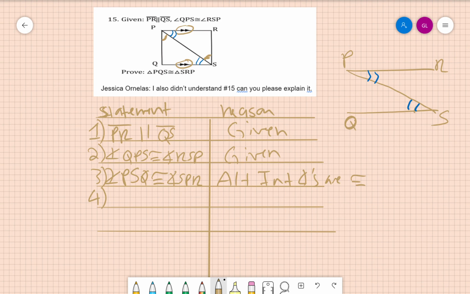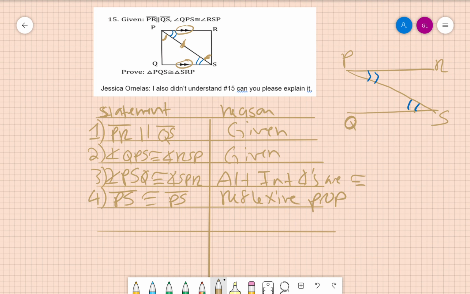But I do see that triangle PQS and triangle SRP share the same side, which is right here. They both share that same side. So if I put those two triangles apart, segment PS is congruent, the same size on both triangles. So right away, I can say that segment PS is congruent to segment PS, and that's the reflexive property.